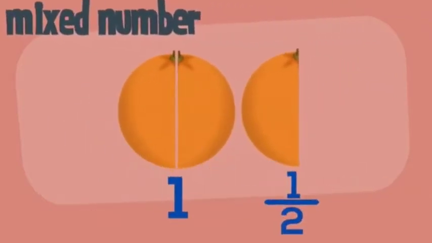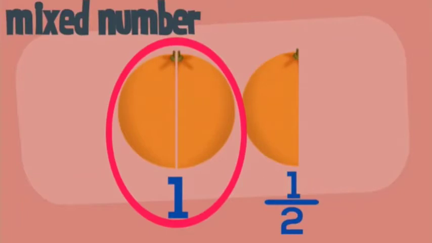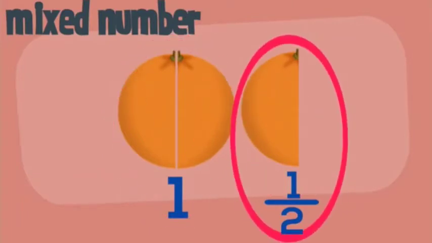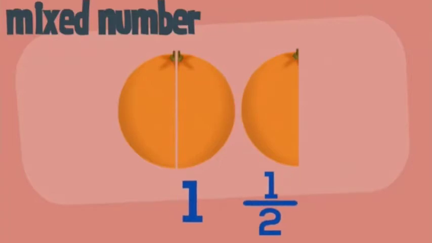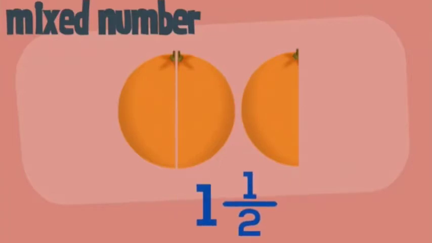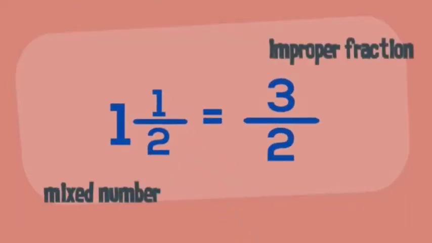How many wholes do we have? 1. How many extra halves do we have? 1. 1 whole and 1 half. The mixed number is 1 1/2. 1 1/2 is the same as 3 halves.